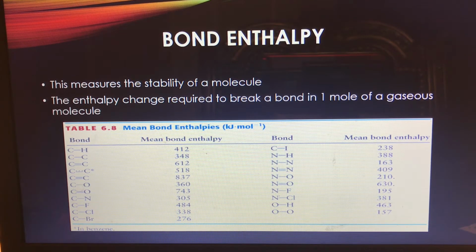Bond enthalpy. This measures the stability of a molecule: the enthalpy change required to break a bond in 1 mole of gaseous molecule. Bond enthalpy is the amount of energy required to break 1 mole of the stated bond. A bond enthalpy is always positive, which means you have to add energy to break a bond. When you reverse it, it will be negative because energy is released.